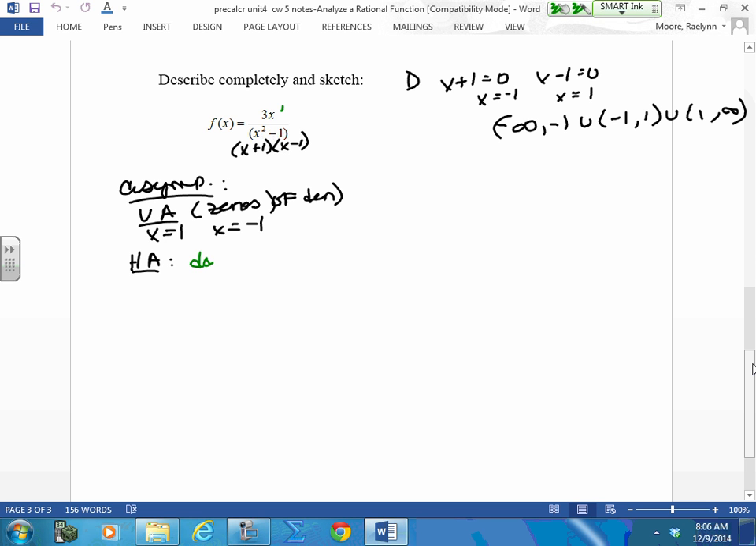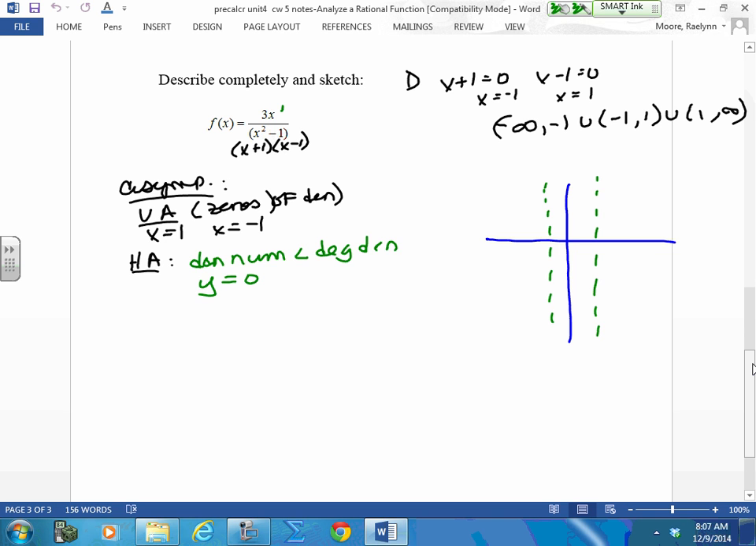So your degree in the numerator is less than your degree in the denominator. So you have one asymptote here, along your x-axis. Along your x-axis, y is equal to 0. So let's see if we could sketch your curve. We know two things, your verticals and your horizontals. This is x equals -1. This is x equals 1. And this is y equals 0.